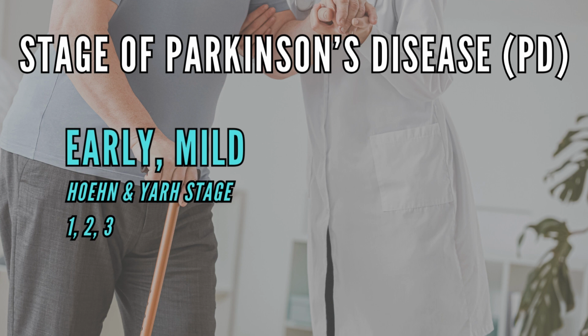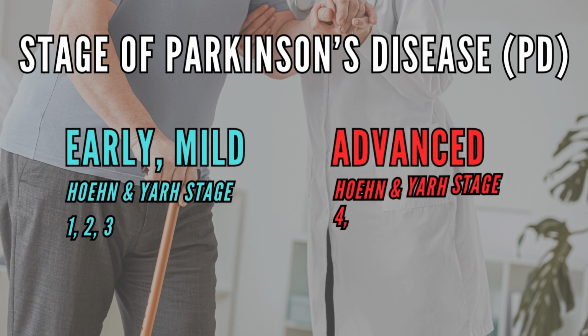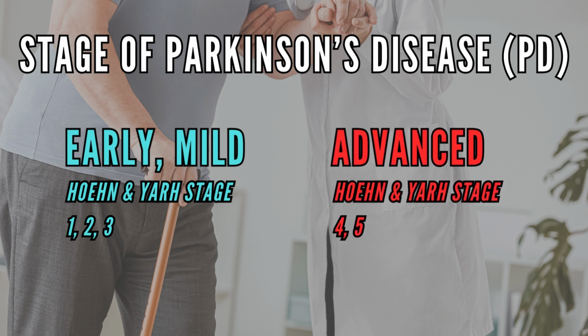So for the advanced stage, the Hoehn and Yahr scale is 4 and 5. And what happens here is that there will be more difficulty in doing the ADLs, activities of daily living, and there will be assistance required for most of these tasks. At stage 5, the patient or client will likely be bed or chair bound.